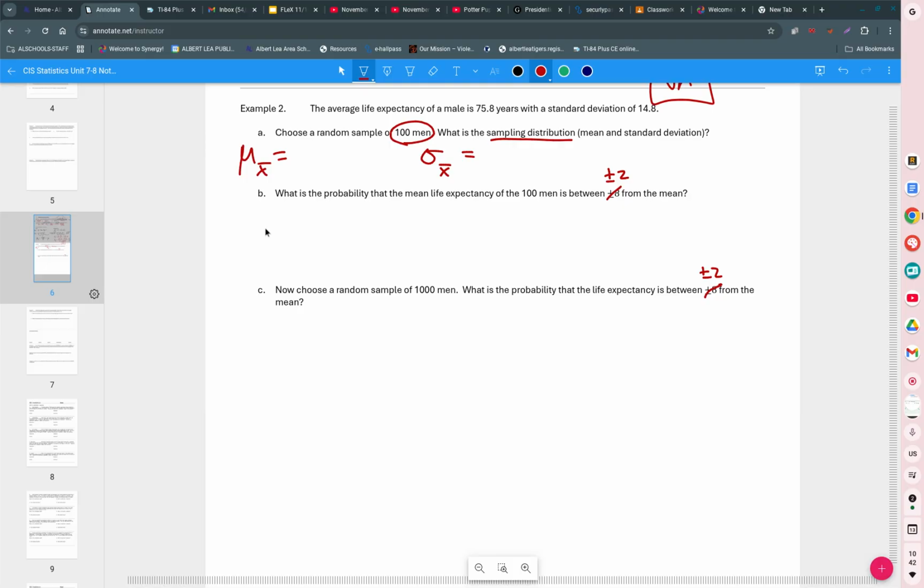That would be 14.8 divided by the square root of 100. Fortunately, you don't need a calculator because you know that the square root of 100 is 10. So you can simply move the decimal point one spot: 1.48.